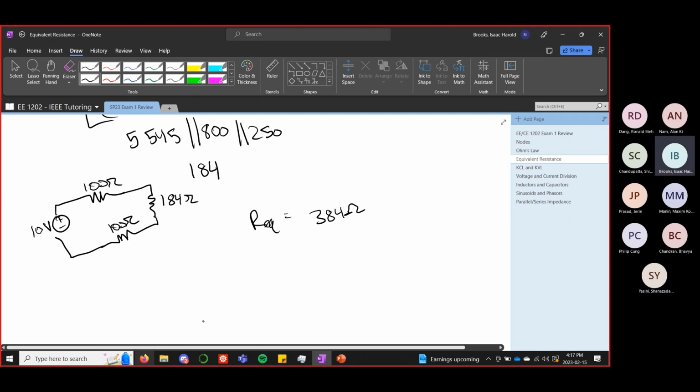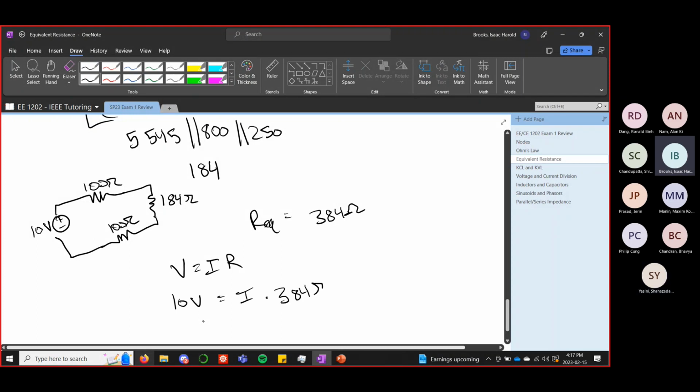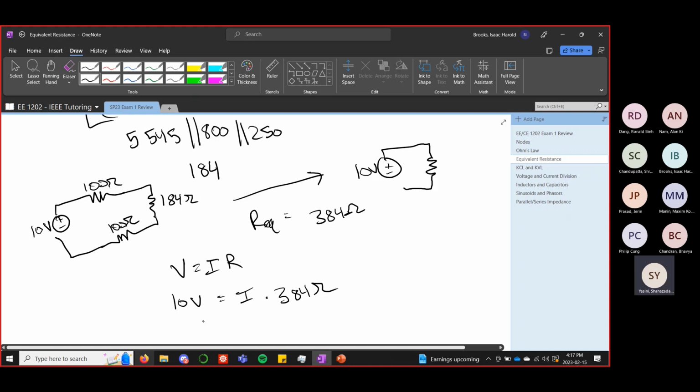Right, Ohm's law basically, right? So we have V equals I R. We know the V is 10 volts. We don't know the I, but the R is 384 ohms, right? Because this will simplify down to basically a single 10 volt source and a 384 ohm resistor. And it's all identical as seen by the source. So if we were given this network, it's very easy to find the current.